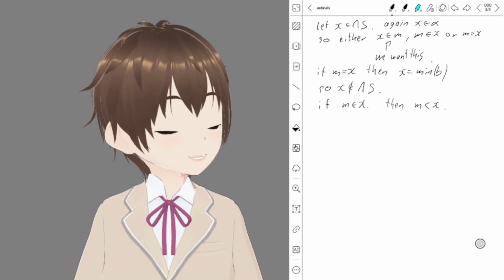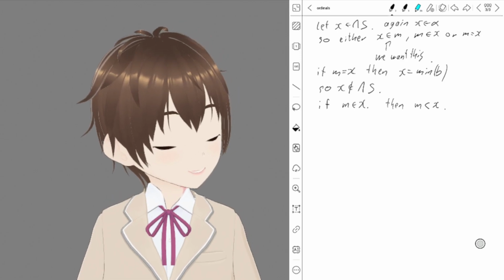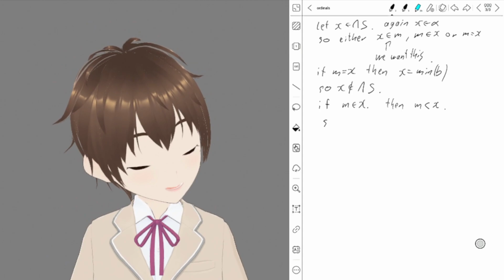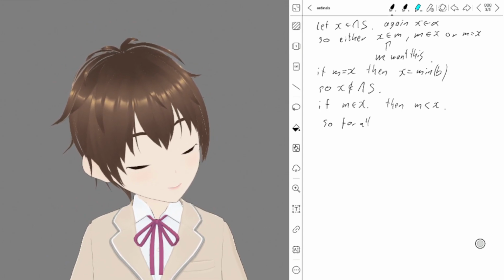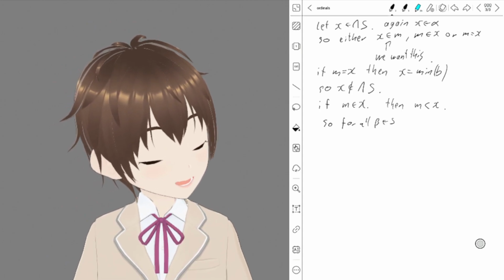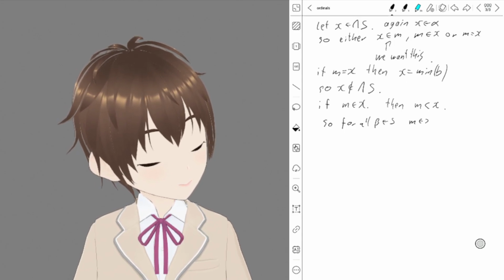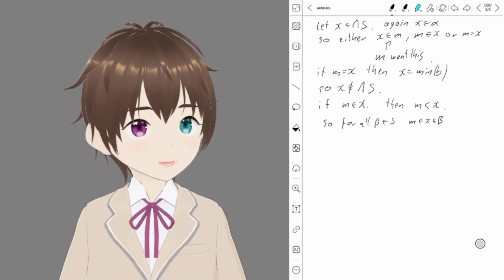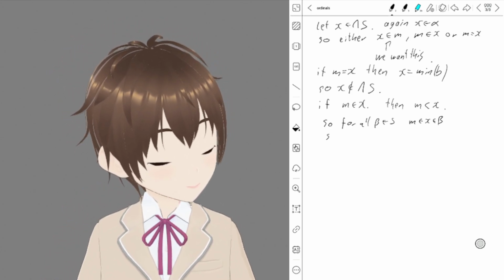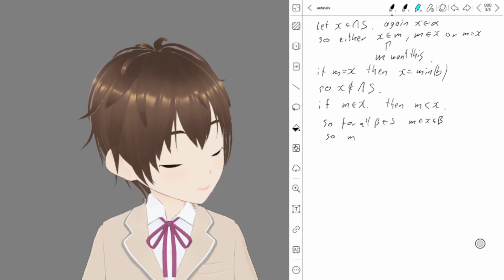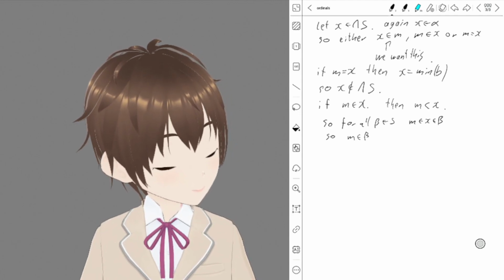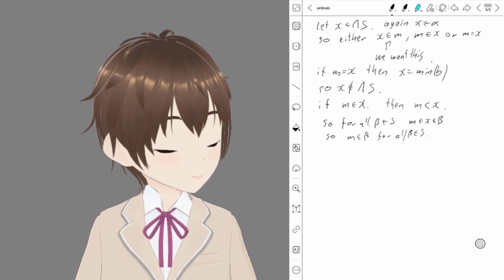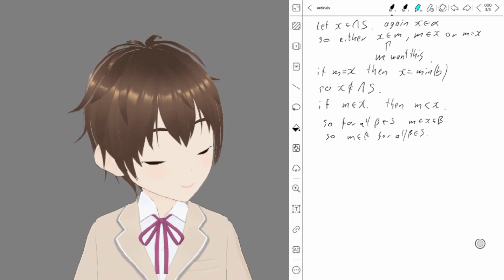Okay, so if M is less than X, then that means M is an element of X, and X is an element of the intersection of S. So for all beta in S, we have M is an element of X, which is an element of beta. Because beta is transitive, it follows that M is an element of beta, for all beta in S, which means precisely that M is in the intersection.